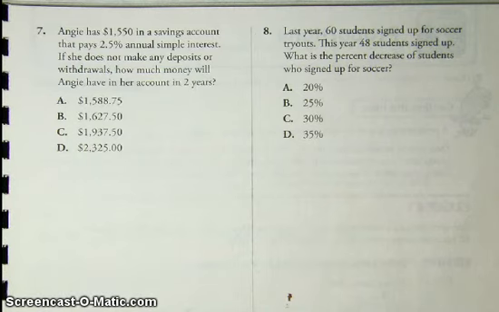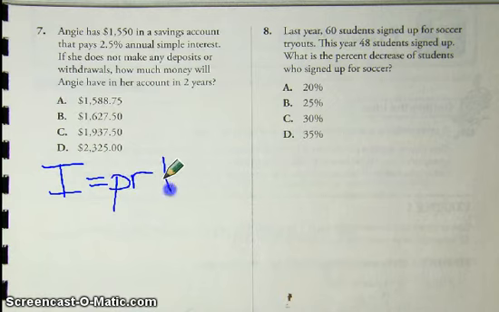Questions 7 and 8. Number 7, Angie has $1,550 in a savings account that pays 2.5 annual simple interest. If she does not make any deposits or withdrawals, she leaves that account alone. How much money will Angie have in her account for 2 years? That's what it's asking. That will tell you the interest. In the account, you're going to have to add the interest to the original amount.